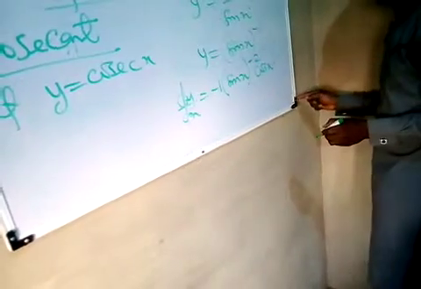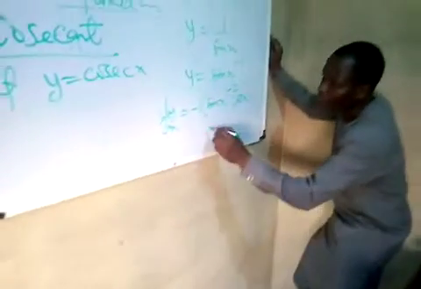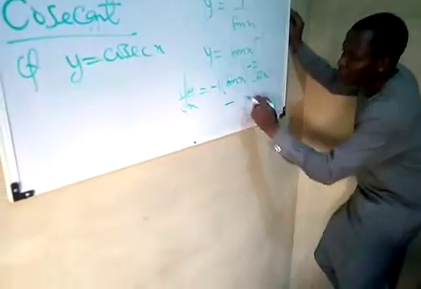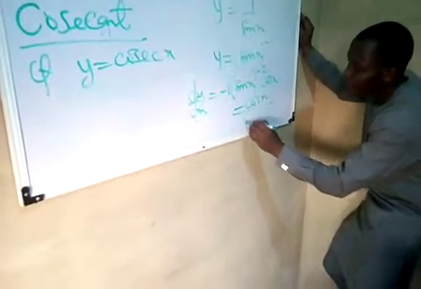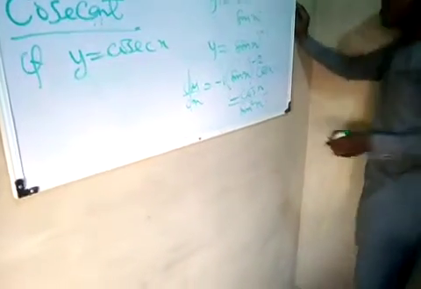So finally, what are you going to have from there? If this comes down, we have minus cos x over sin square x. That is what we are going to have there.